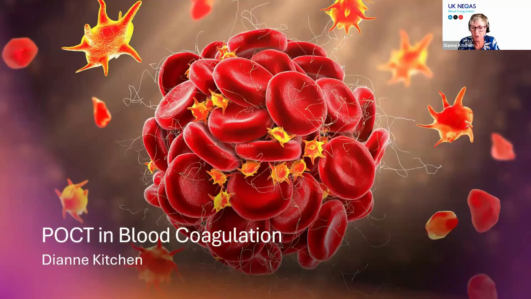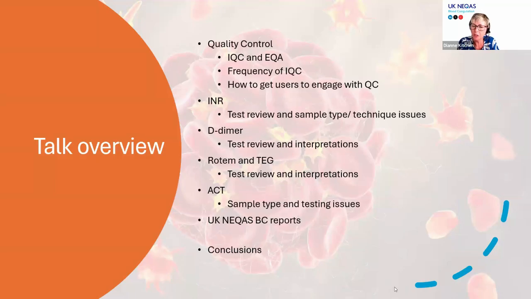So this morning we'll have a short session on point of care in blood coagulation. Next slide, please. So quick overview, we're going to look at quality control in general, IQC, QA, and then I'm going to look at the specific tests that we do here at blood coagulation, which are INR, D-dimer, Rotem-TEG, ACT. I'm going to look at a bit of background on each test and then some issues that we've come across and some troubleshooting. And then I'm going to finish off with looking at our reports.